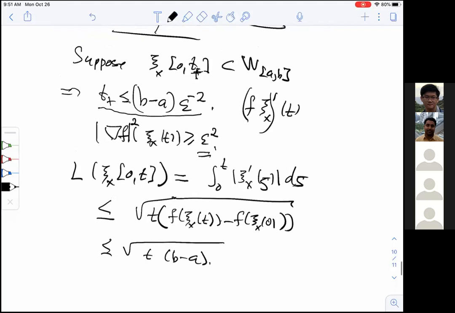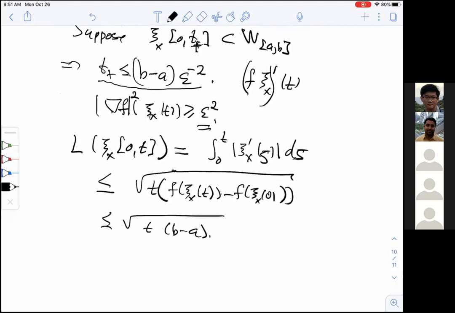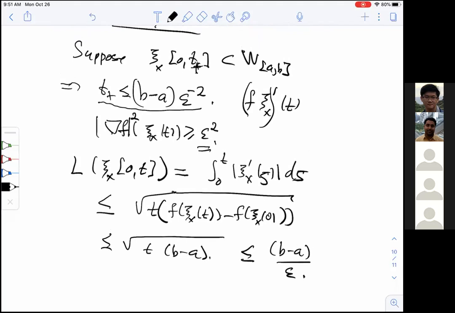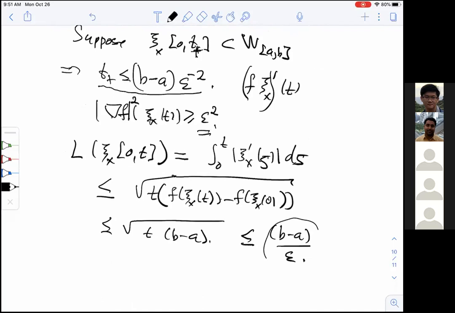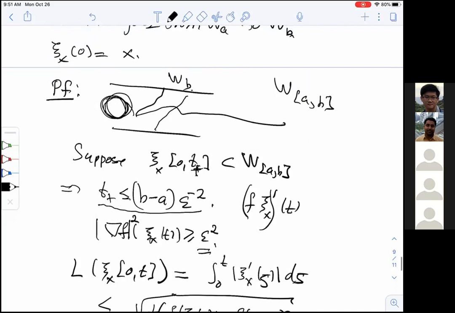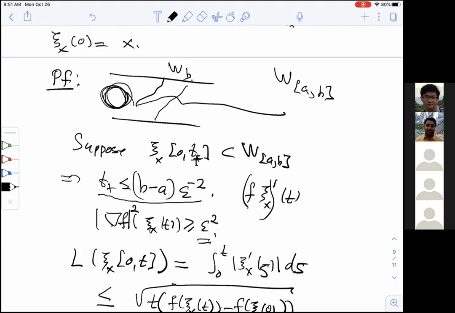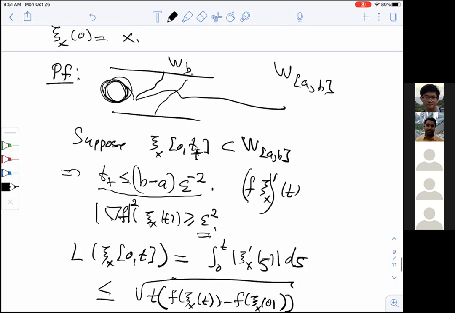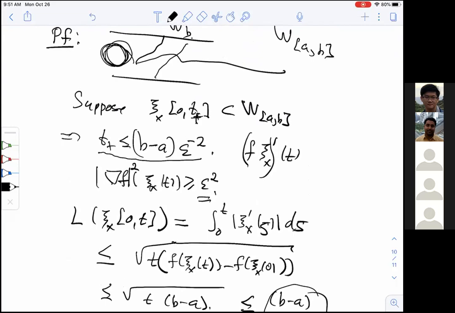So t is bounded by (b minus a) over epsilon squared. And so this whole thing is bounded by (b minus a) over epsilon. So any curve for any amount of time that remains in this area has length at most (b minus a) over epsilon. Well, so we've ruled out the other two possibilities. There's no curve in here of infinite length, and therefore every curve in here has to hit W_B at some finite time. So I've now proved that the flows beginning at any point in this region hit W_B in some finite time that you can estimate from above.